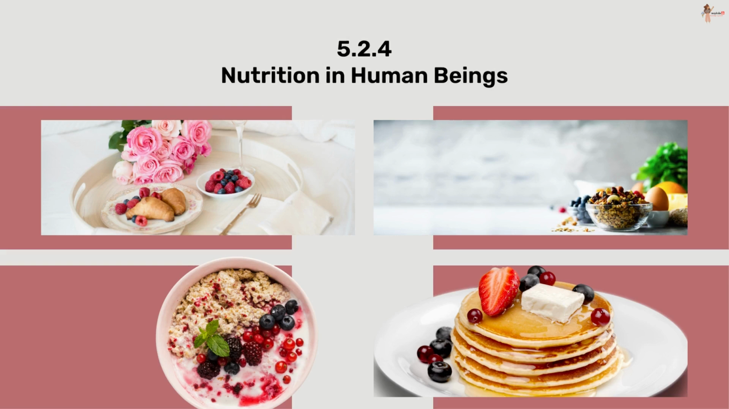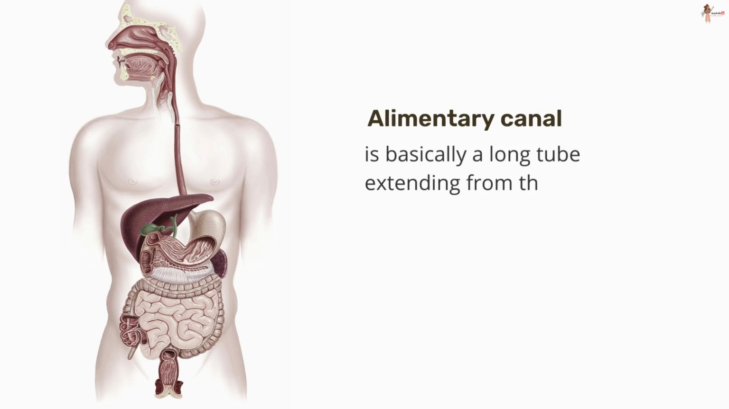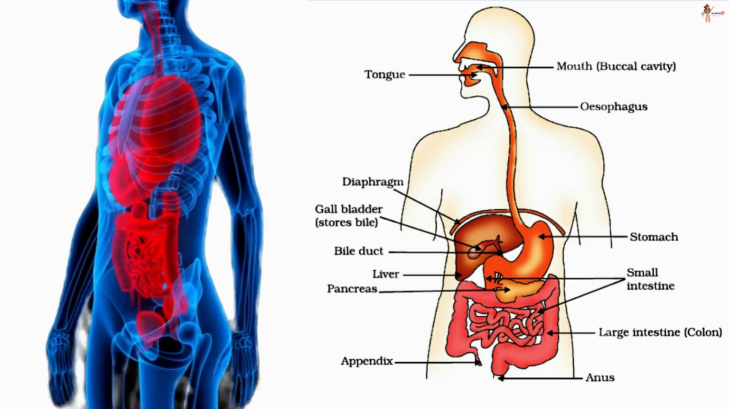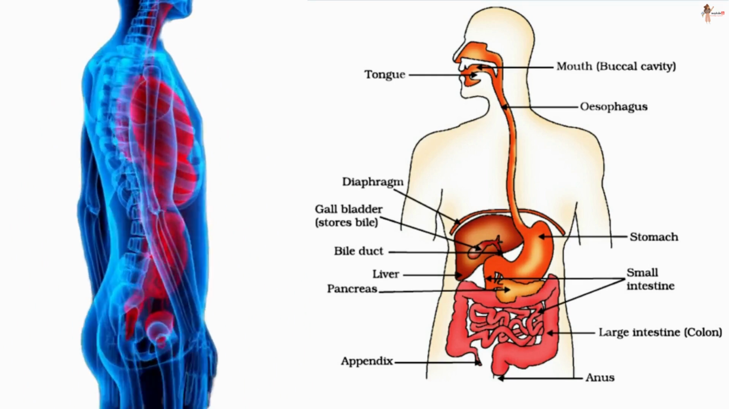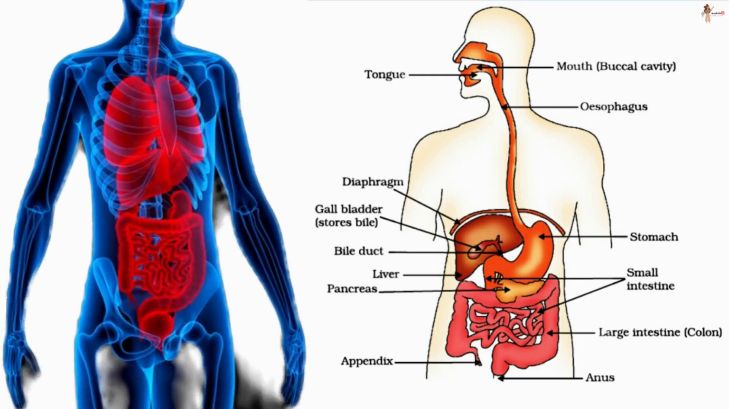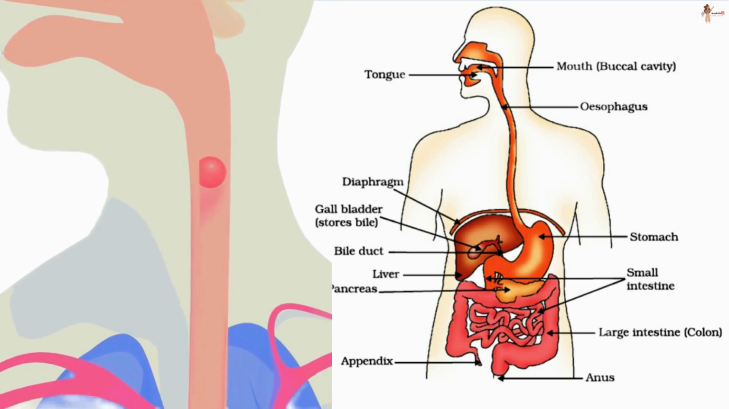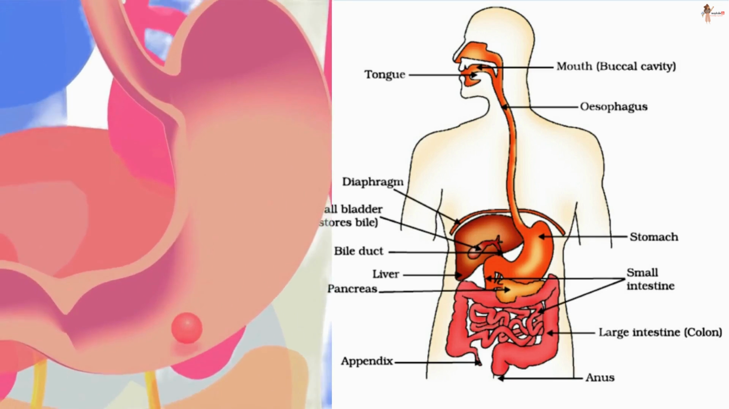Next is nutrition in human beings. The alimentary canal is basically a long tube extending from the mouth to the anus. Here we can see that the tube has different parts. Various regions are specialized to perform different functions. What happens to the food once it enters our body? We shall discuss this process here.